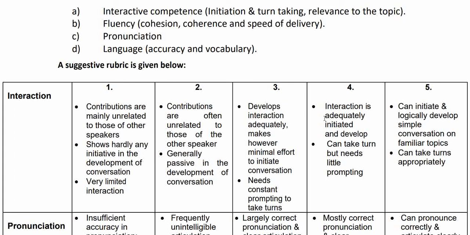Now, if we fall short, let us see how can we fall short. Interaction is adequately initiated, that means insufficiently, and develop, can take turns but needs little prompting. That means someone has to tell you, a teacher has to intervene in between to either stop or prompt you to talk. So that is a drawback. A lower than that would be develops interaction adequately, makes, however, minimal effort to initiate conversation. That means doesn't initiate very well, or yes, no kind of replies are there, and needs constant prompting to take turns.